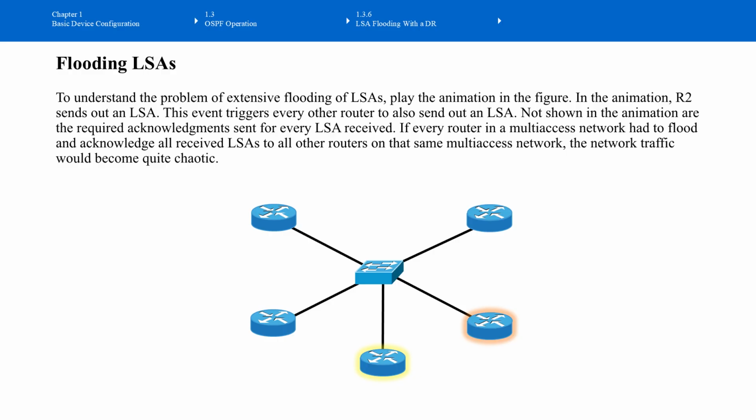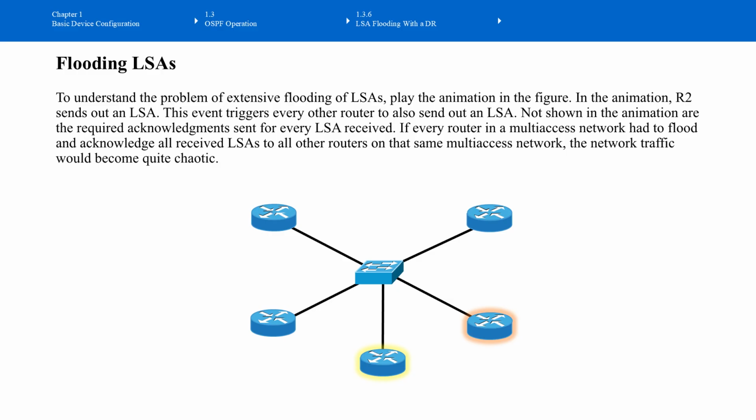This animation demonstrates why OSPF elects a designated router and a backup designated router. Initially, 5 routers share the same Ethernet network. The router highlighted in orange is the designated router, and the router highlighted in yellow is the backup designated router. Now assume R2 detects a network change, such as a failed link. So step 1, R2 generates an LSA.